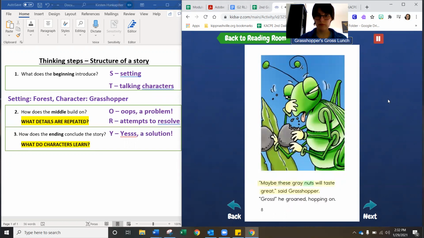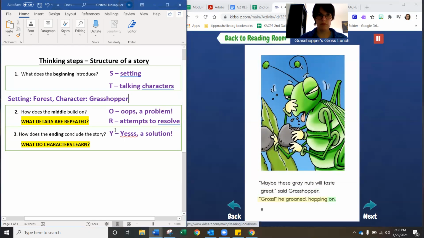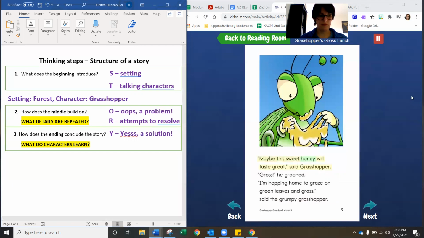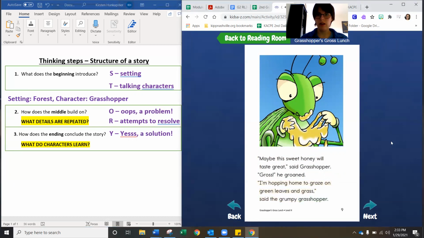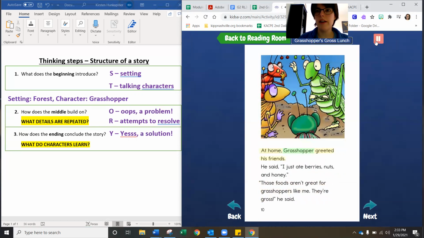"Maybe these gray nuts will taste great," said Grasshopper. "Gross," he groaned, hopping on. "Maybe this sweet honey will taste great," said Grasshopper. "Gross," he groaned. "I'm hopping home to graze on green leaves and grass," said the grumpy Grasshopper. All right. At home, Grasshopper.